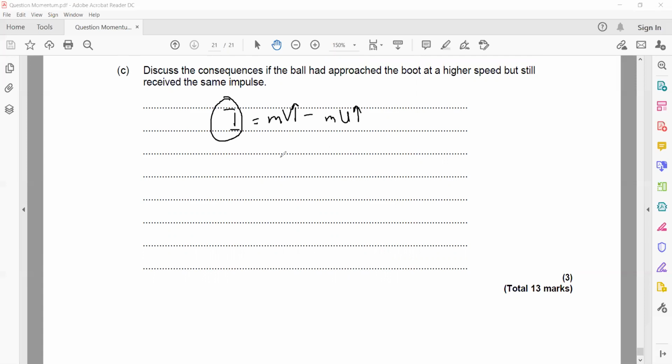For example, if the final momentum was 10 and the initial momentum was 2, the difference in momentum, or impulse, is 8 newton seconds. But if I make the initial momentum 20, what should the final momentum be so that I have the same impulse, the same change in momentum? It should be 28.